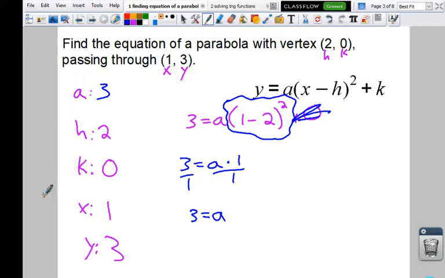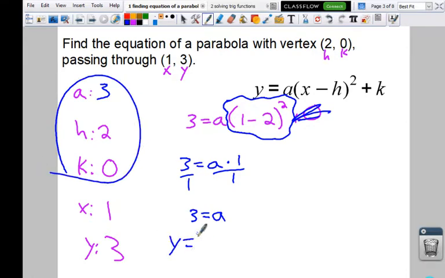Alright, we have to go through and make our actual equation though. When I make my equation, I really only care about these 3 things. I don't really care about x and y. I'm going to get y equals 3 times x minus h, which is 2, squared plus 0.